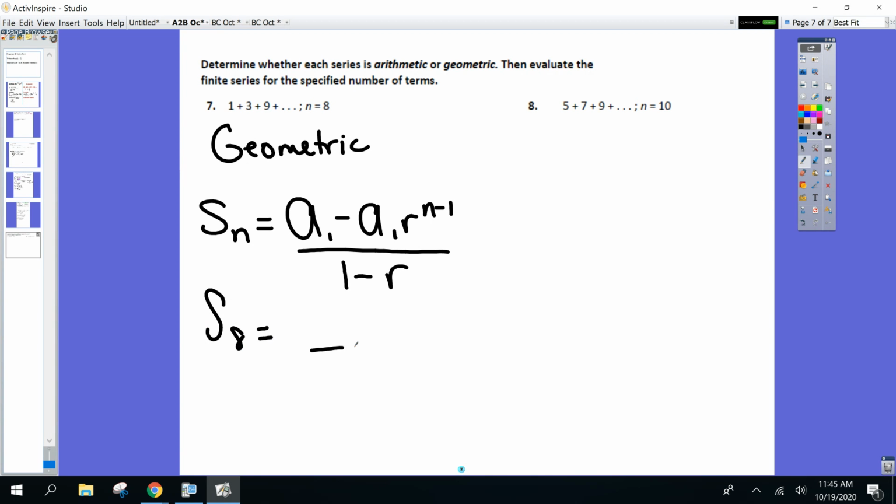Equals, first term, 1, minus 1, R value. What's the R? 3, times 3 every time. Yep. Raised to the 8, 8 minus 1, all over 1 minus 3. No, you don't have the minus. That's just for the C. It's just raised to the 8th, not minus.